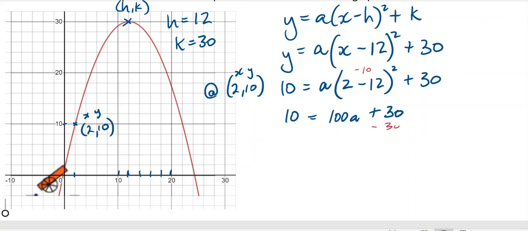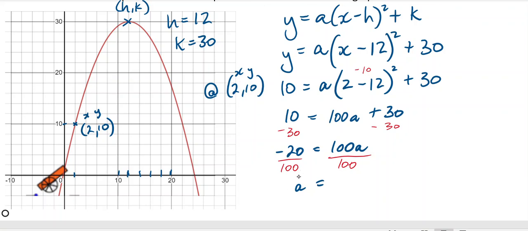So the first step is to subtract 30 from both sides. When you do that, we get negative 20 on this side. And over here we've got 100A, and that 30 is now gone. And the last thing to get A by itself is to get rid of the times 100. And you get rid of a times 100 by dividing both sides by 100. And so that leaves us with A equaling negative 20 over 100.